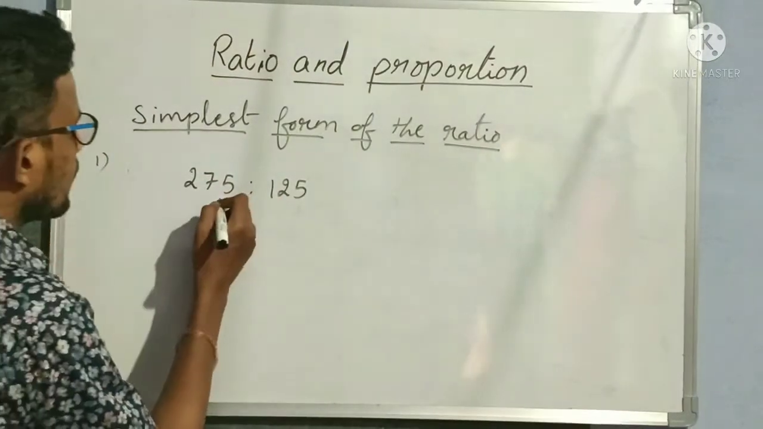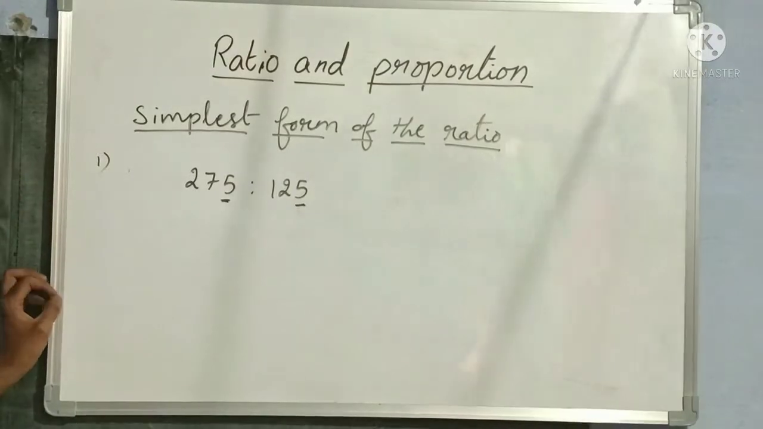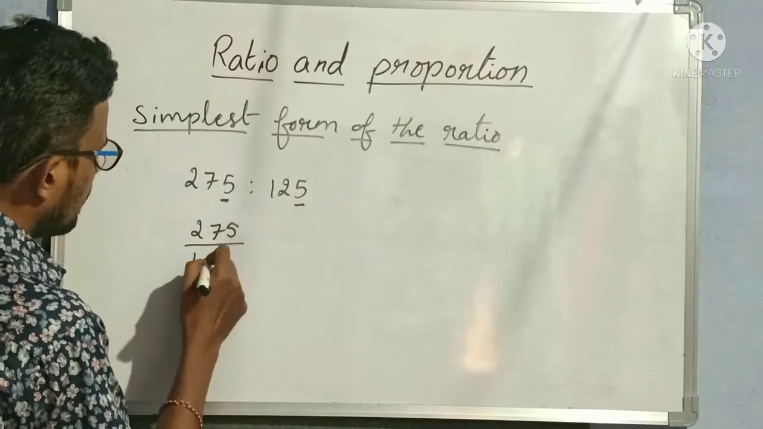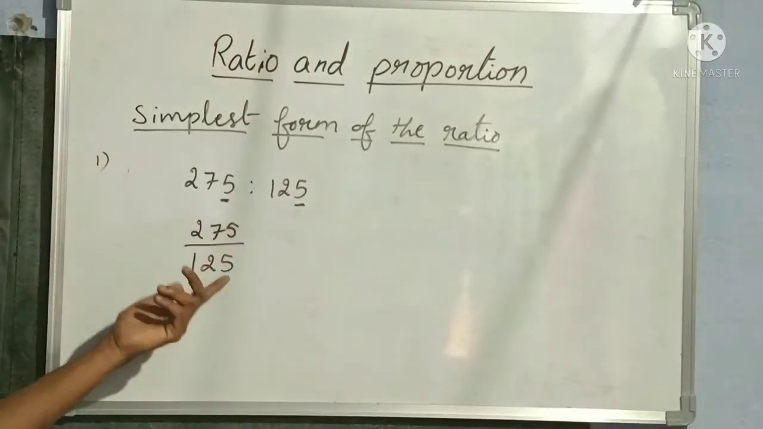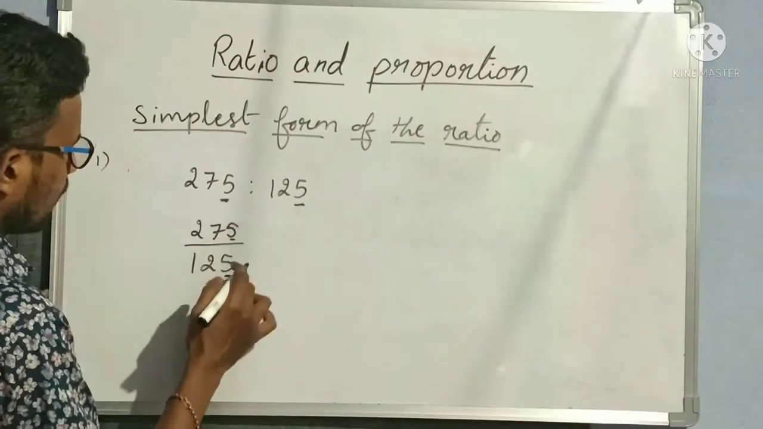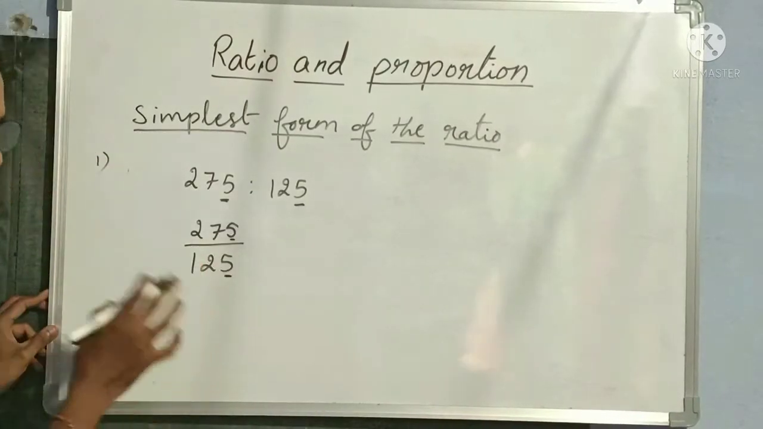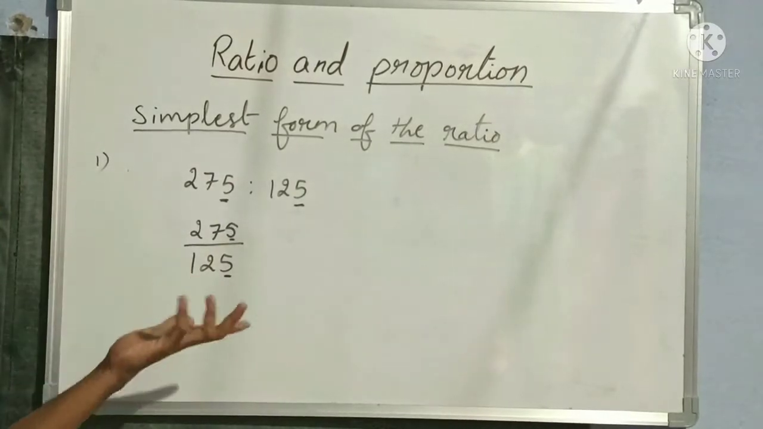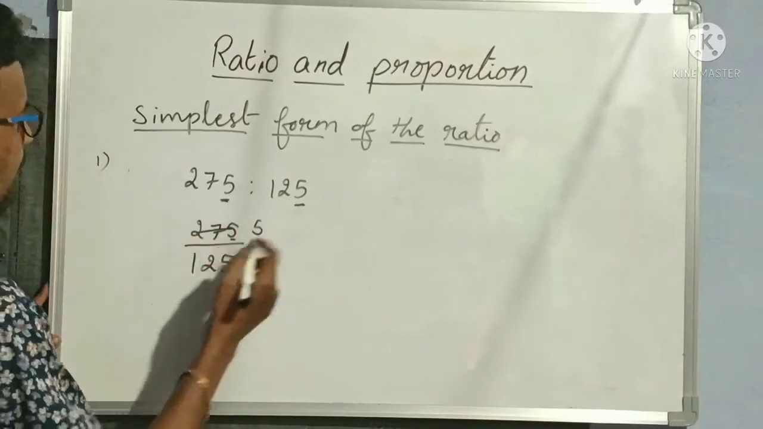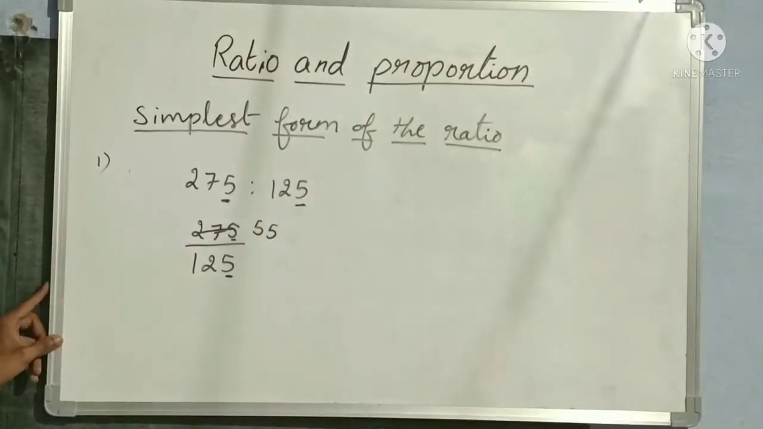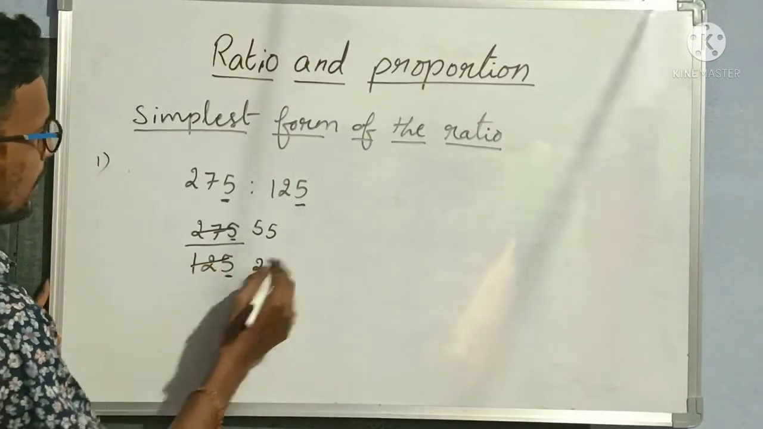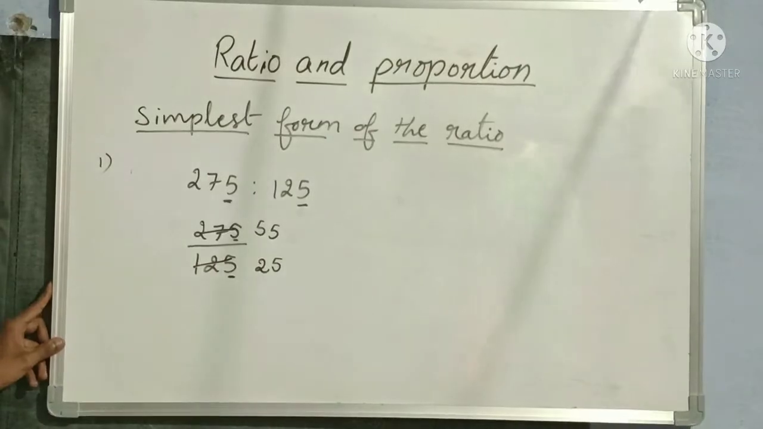No. Why? Because this is also a multiple of 5, this is also a multiple of 5. Means we can cancel it here. So how to write it in simplest form? See here. So 275 divided by 125. If any number has 5 in its ones place, then that number is definitely divisible by 5. So we can cancel it with 5 here. So 5 5s 25. Again 5 5s 25. Again here 5 2s 10. Again 25 remains. 5 5s 25.